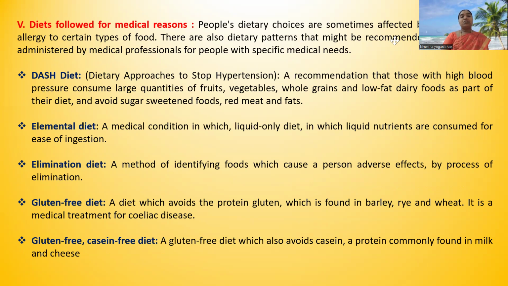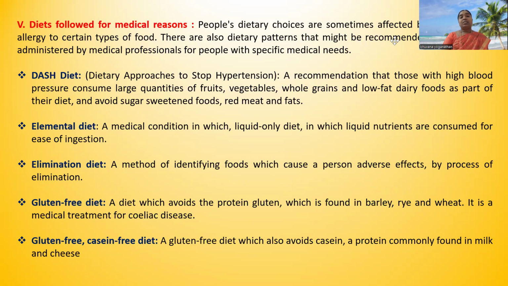Elimination diet, a method of identifying the food which causes an adverse effect, that is, causes food allergy. This is the process of elimination. Next is the gluten-free diet. The gluten-free diet avoids the protein gluten, which is found in barley, rye, and wheat. It is also a medical treatment for celiac disease.